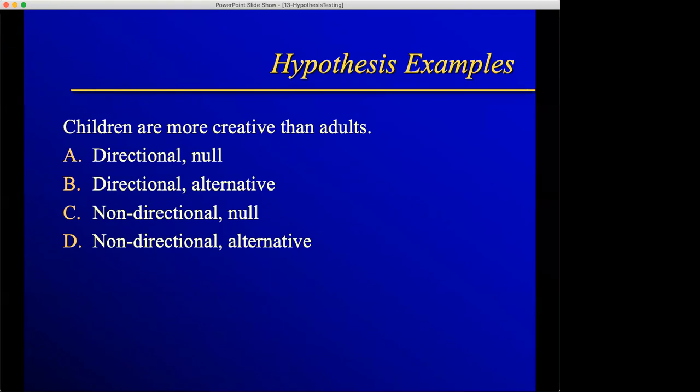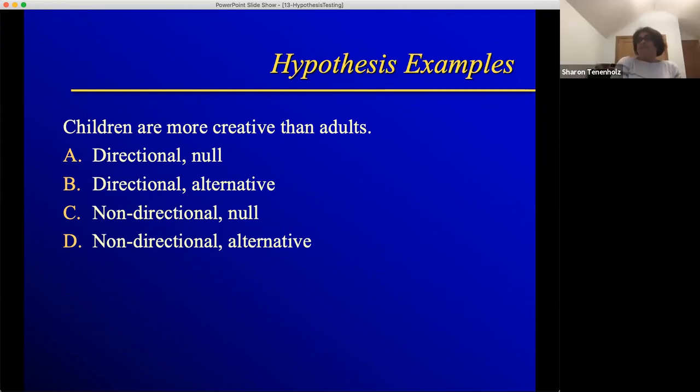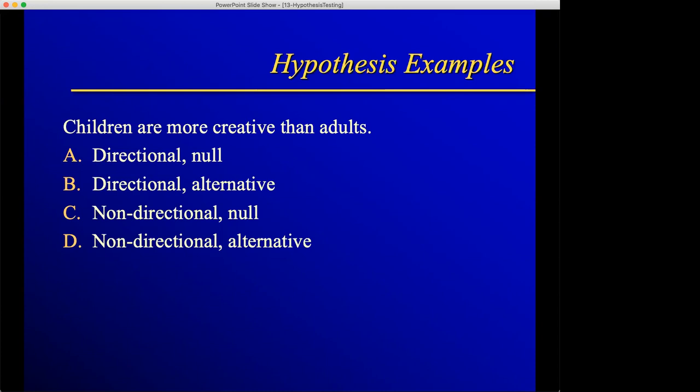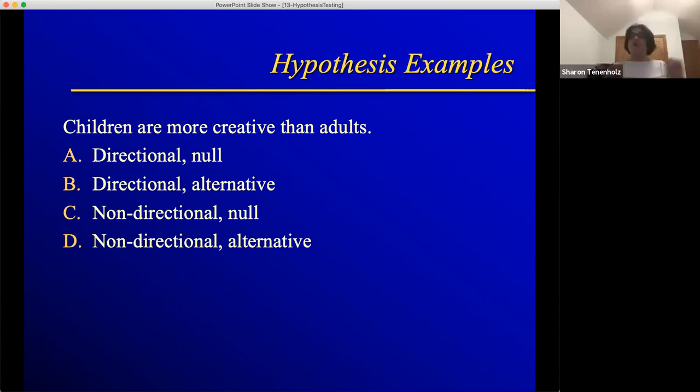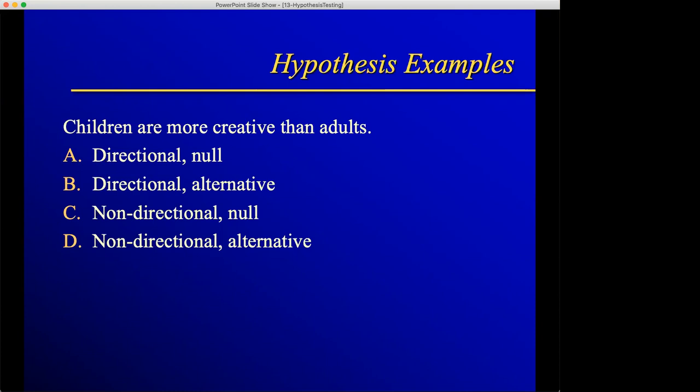I said children are just as creative as adults. So basically that they're the same. Now remember that we need to cover all of our bases. They're opposites, they're complementary. Everything has to be accounted for, so it's one or the other. So children are more creative, or children are equally creative, just as creative. There's another possibility here though, and that is that children are less creative. So that doesn't quite cover all of our bases.